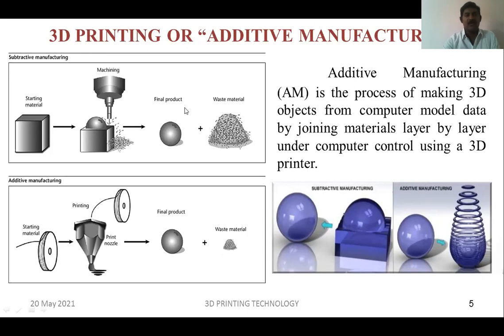So a larger amount of wastage happens in subtractive manufacturing, but the final product is the major outcome. That will happen, not an issue, but more wastage happens due to this subtractive manufacturing.